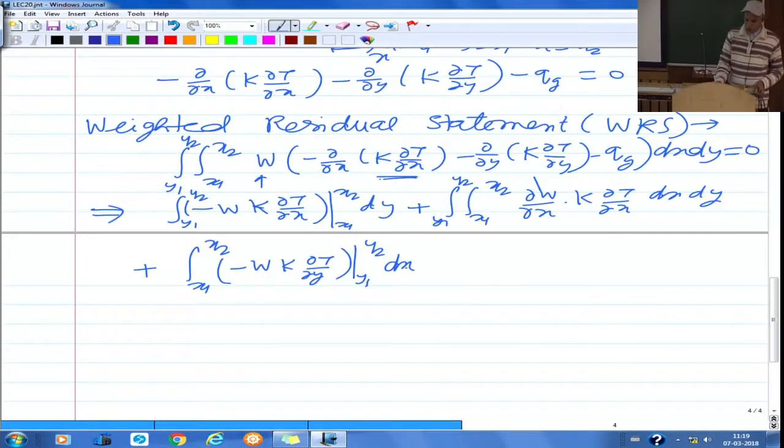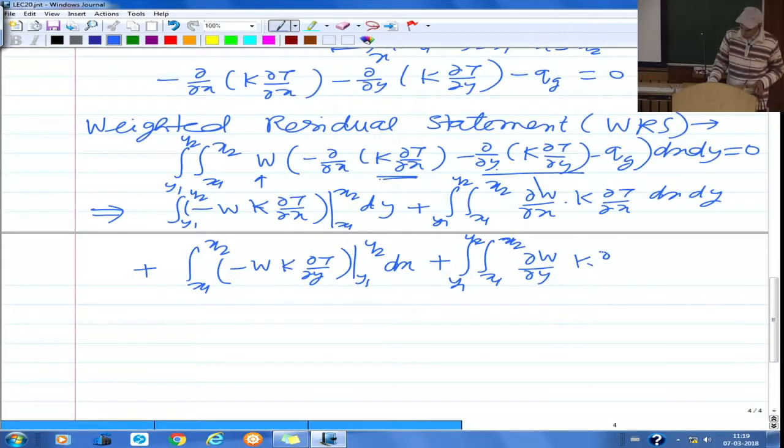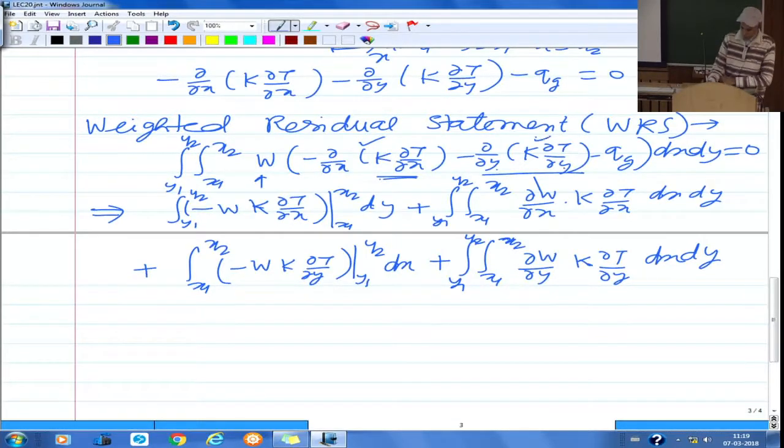Now here it was dy, here it is dx for the second term. Now we are looking at this term, and then minus minus plus, the integration both will remain y1 to y2 and x1 to x2, and then you have the derivative of w with respect to y now, because we are transferring this derivative, and k into del T by del y dx dy. So this is the second term. So integration by parts for this, this is what you get.